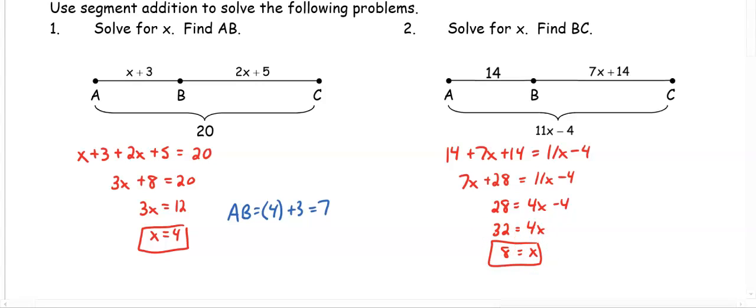So again, we're not done because we also need to find BC, so we're going to put 8 in for x. So we would have 7 times 8 plus 14. 7 times 8 is 56 plus 14, which gets us 70.